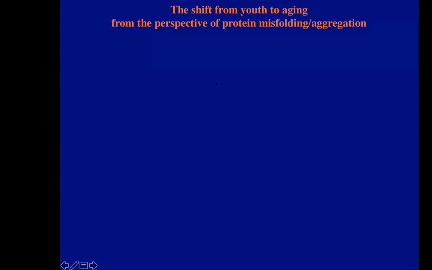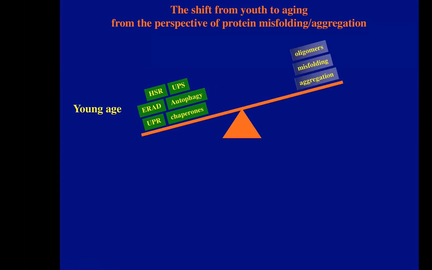If we look at the process of aging from the perspective of protein misfolding and aggregation, so not from a generic perspective, but only from the perspective of protein misfolding and aggregation, we have a situation like this one. When we are young, we have formation of protein oligomers, aggregates, misfolding, and so on.